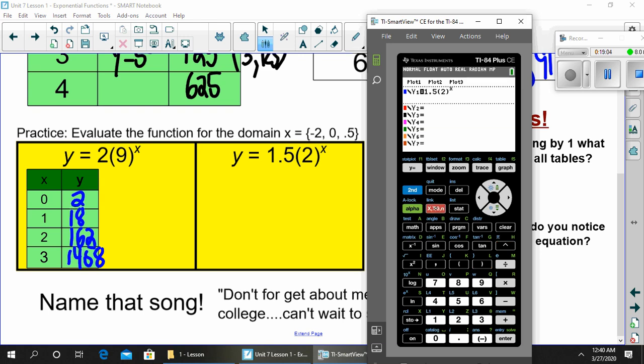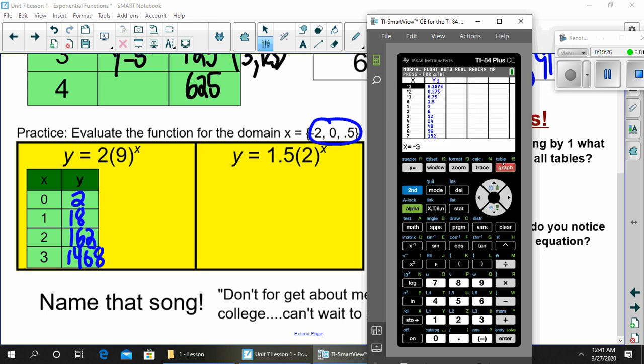Caret button to the x. When you press second function table, you're going to get, so you have to get it for a -2. For this one it is -2, 0, and 0.5. All right, let's just see what we have here. Second function table.